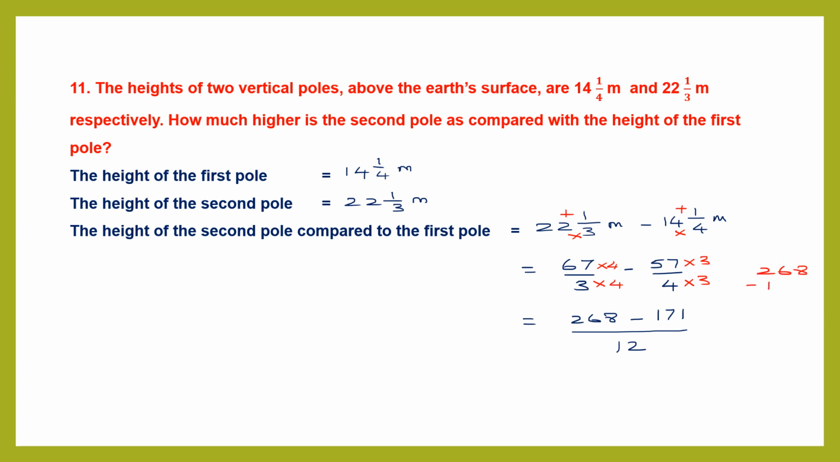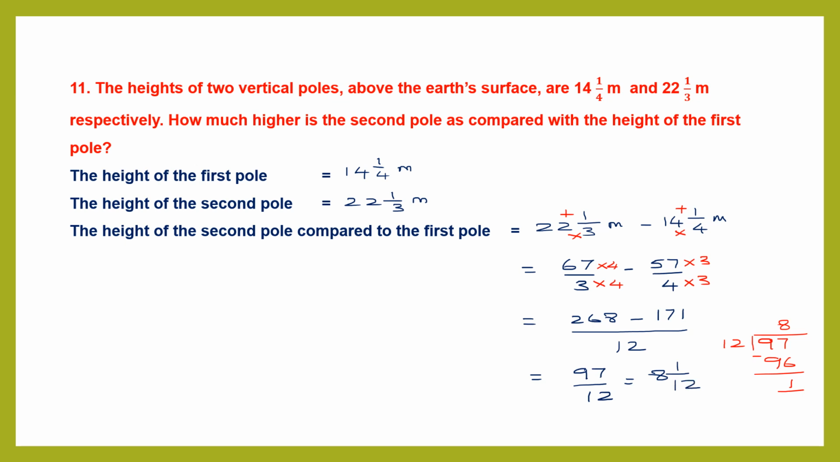268 and 171. 8 minus 1 is 7. 6 minus 7 we can't do. Let's borrow. So 16 minus 7 is 9 and this is 0. So what do we have here? Here we have 97 by 12, which is an improper fraction. So let's convert it to a mixed number. 97 divided by 12. 12 eights are 96. Minus, we have 1. So what is our mixed number here? We have 8, 1 by 12.